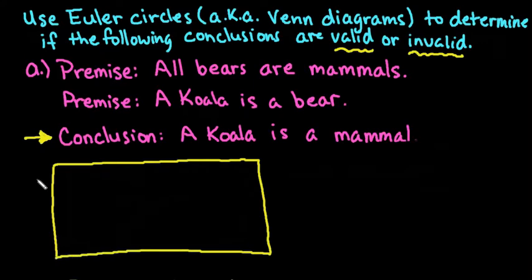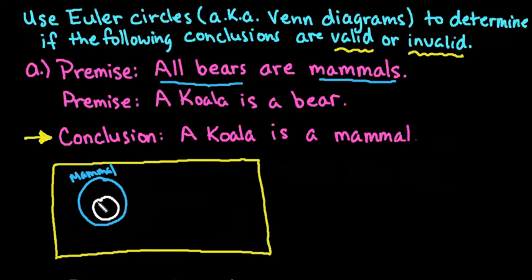So what we have is our universal set. Within this, we have some statements. The first statement is that all bears, every single bear, is a mammal. So mammal is our set. So we have the set of all mammals. That's why it's called Euler circles. Within our mammals, we have a subset of bears. So all bears fall within the larger circle or larger set of mammals.